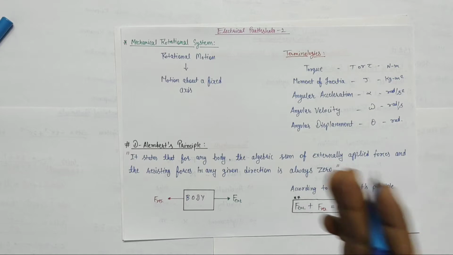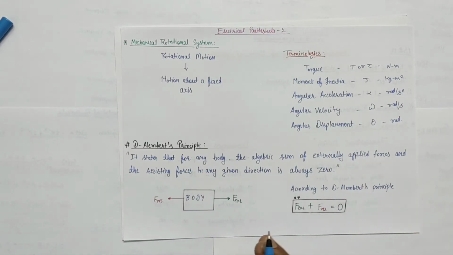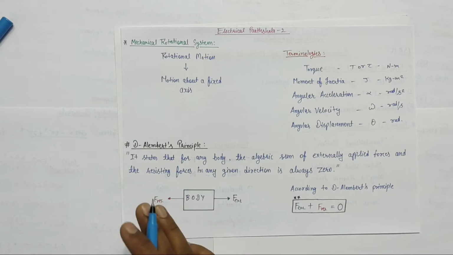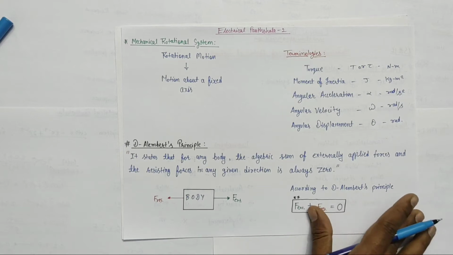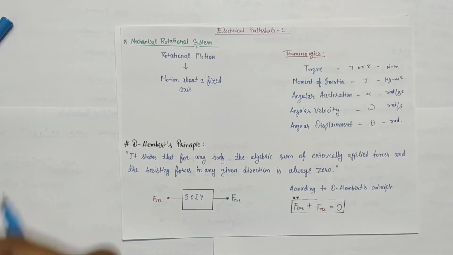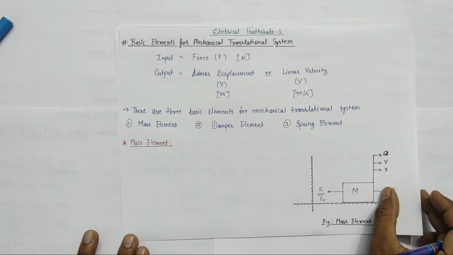Now we will see what are the basic or ideal elements for mechanical translational and rotational systems. So guys, what happens when an external force is applied on a body, then due to these basic elements, some resisting forces are developed which act in the opposite direction of the externally applied force so as to resist the motion of the body. Now let's see what are these basic elements and what are the resisting forces developed due to these basic elements. So our next topic is basic elements for mechanical translational system.